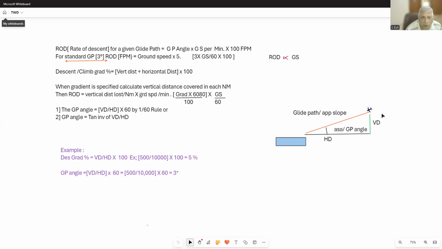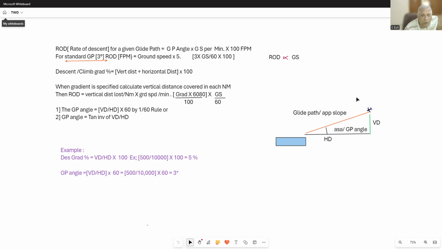Now, today we are going to concentrate on this particular path. This is the vertical distance which I have to lose during the descent, and this will be the horizontal distance I am going to cover. So start descent from here, and this is the approach slope angle or glide path angle. This is the approach slope, also called glide slope. This angle will be given to you in your instrument approach procedure, and the standard glide path angle is 3 degrees.